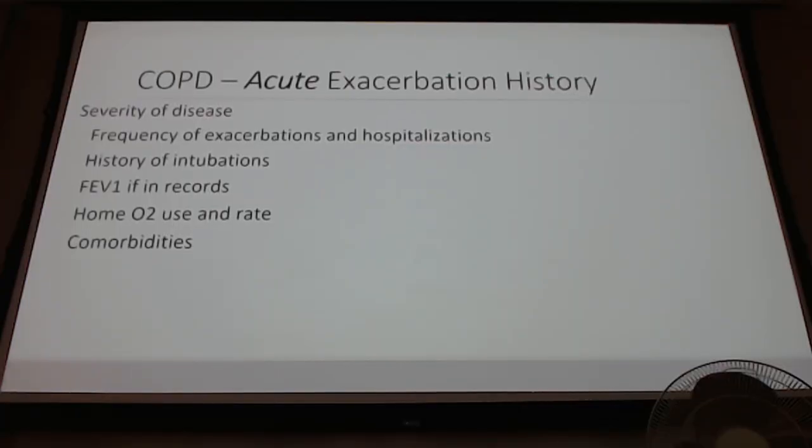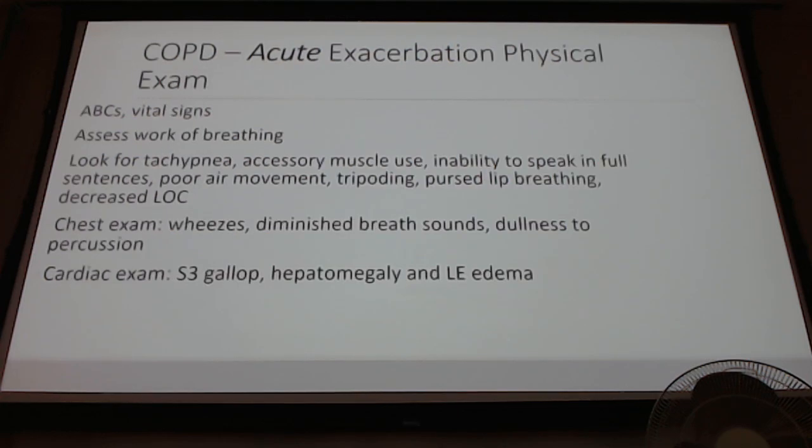We also want to know the history, like asthmatics. When was your last exacerbation? Have you been hospitalized for it? Have you ever had to be intubated? If we can find their FEV1, great. And then we want to know about home oxygen use and comorbidities in these patients.